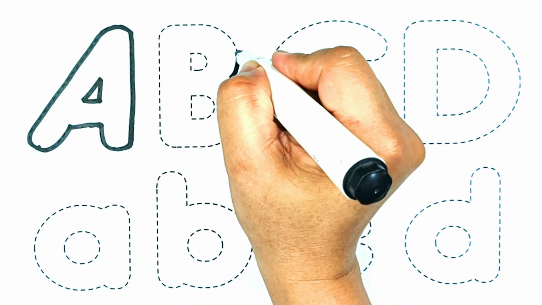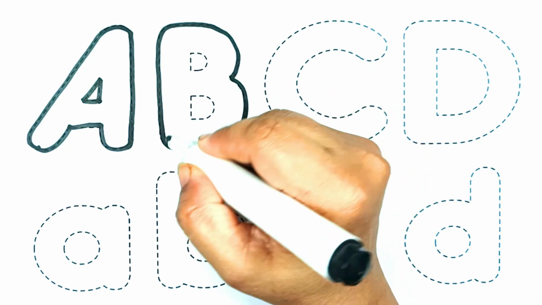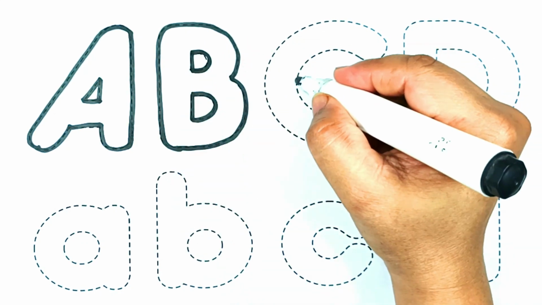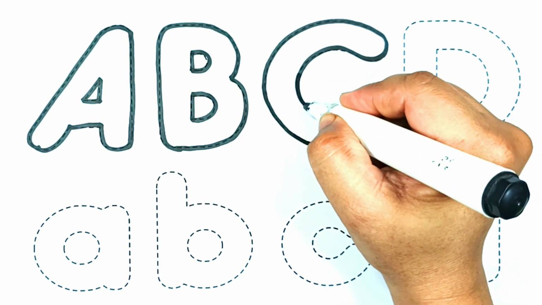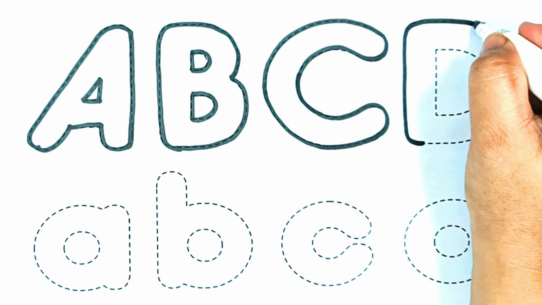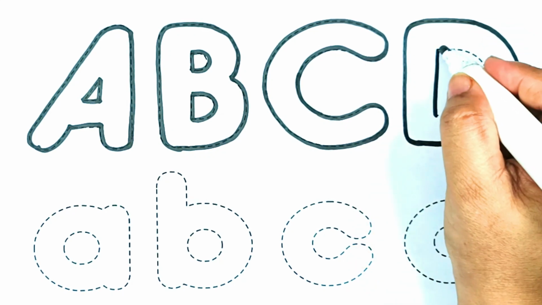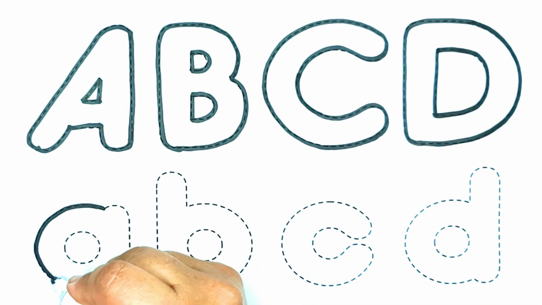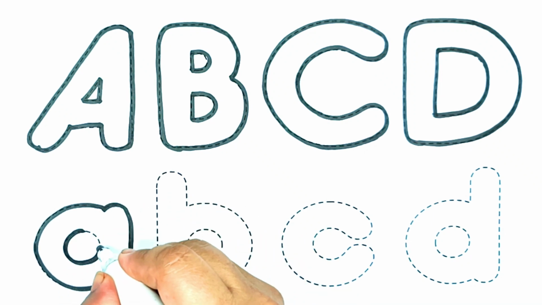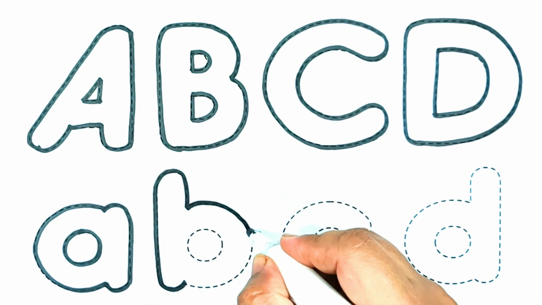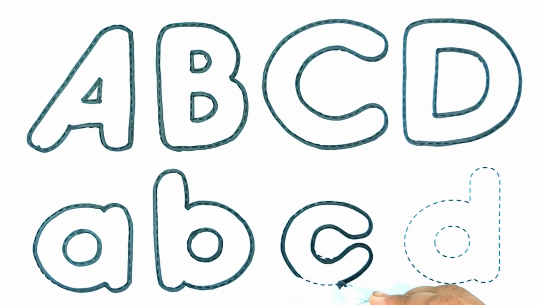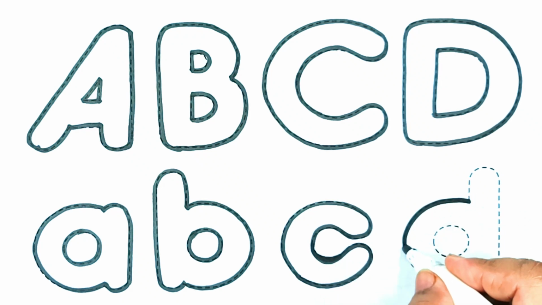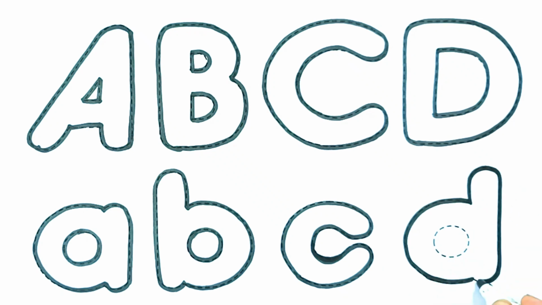Uppercase, A. Uppercase, B. Uppercase, C. Uppercase, D. Lowercase, A. Lowercase, B. Lowercase, C. Lowercase, D. Let's learn some color names.